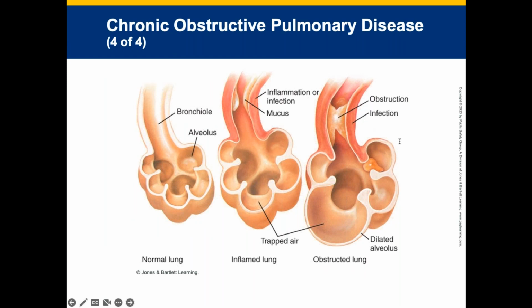So this figure here shows you how repeated episodes of irritation and inflammation in the alveoli result in obstruction. As you can see the normal lung over here. Then you start seeing the inflamed lung. This becomes obstructed here when you start seeing the dilated alveolus. So they start popping and becoming bigger. Air is getting trapped in the alveoli, causing them to dilate.